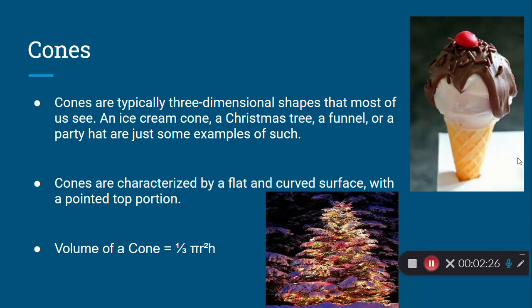The next example is cones. Cones are typically three-dimensional shapes that most of us see in our daily lives. An ice cream cone, a Christmas tree, a funnel, or a party hat are some examples. Cones are characterized by a flat and curved surface with a pointed top portion. The volume of a cone is 1/3 pi r squared times height.